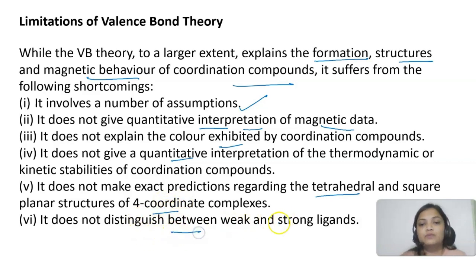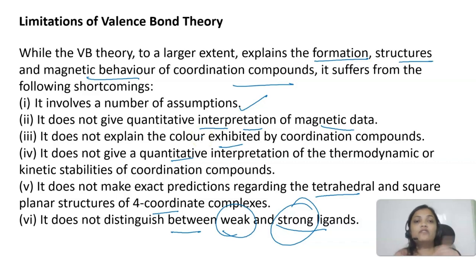It does not distinguish between weak and strong ligands. I just told you that chlorine is weak field and ammonia is strong field, but how we know that comes from crystal field theory. Here there is no discussion of weak and strong. It does not say that pairing is not happening because chlorine is present, or that pairing happens in the case of ammonia or cyanide. It is based on assumptions that pairing will happen here and not there. But why? That is because of ligands, and the effect of ligands will be studied in crystal field theory. So that comes under the limitation of valence bond theory.